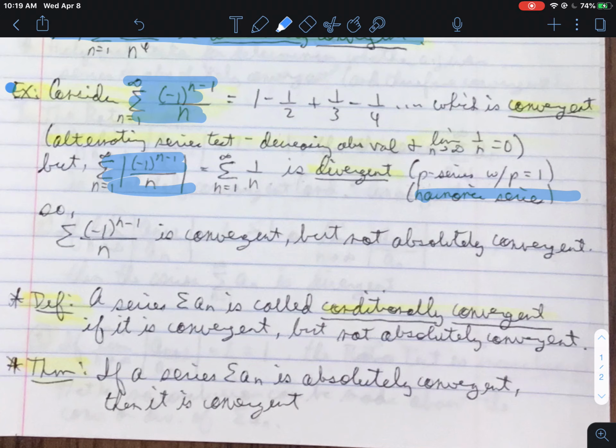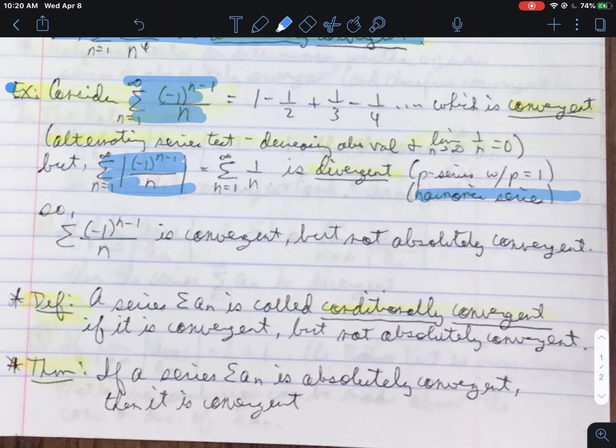So at the bottom, then, we have a definition. We say that the series a sub n is called conditionally convergent if it is a convergent series that is not absolutely convergent. So that's that example that we just did. That's a convergent series that is not absolutely convergent, so we call that conditionally convergent.